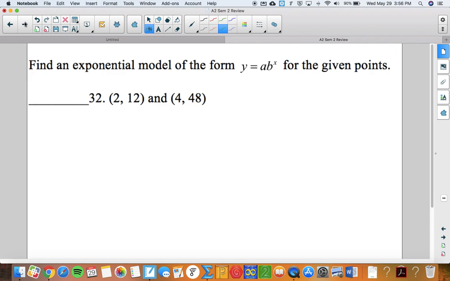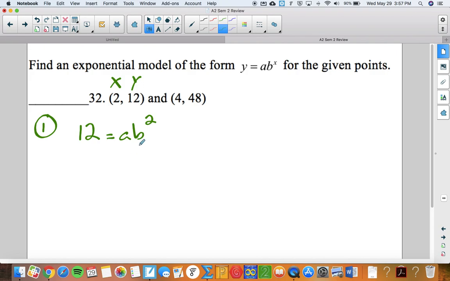Find an exponential model of the form y equals ab to the x for the given points. So recall, folks, the first thing we're going to do is substitute 12 in for y, because 12 is a y. And then I'm going to substitute 2 in for x. I have that equation, and I can solve that equation for a.